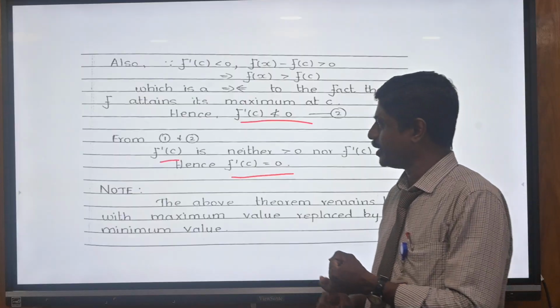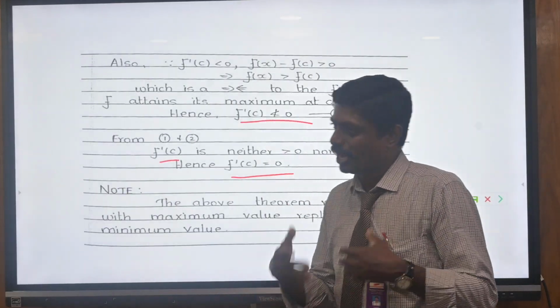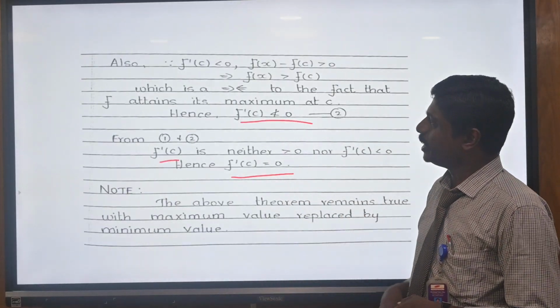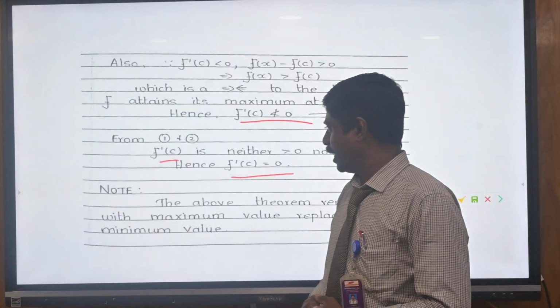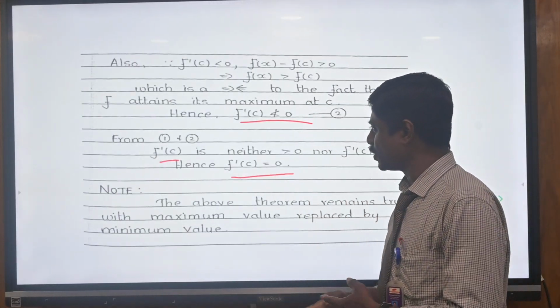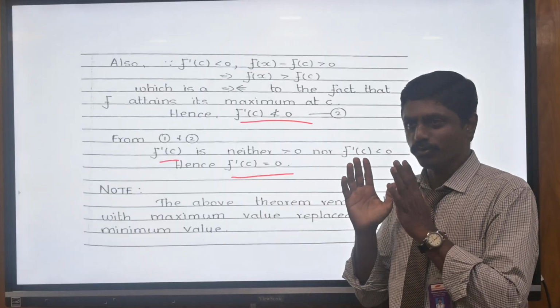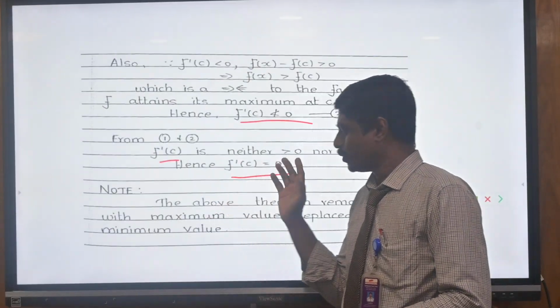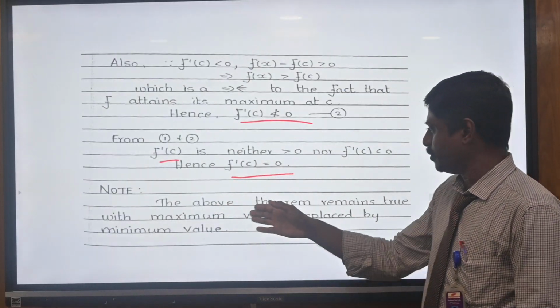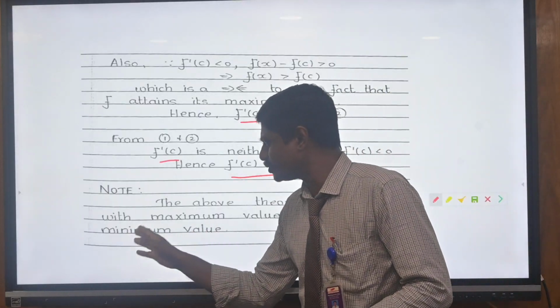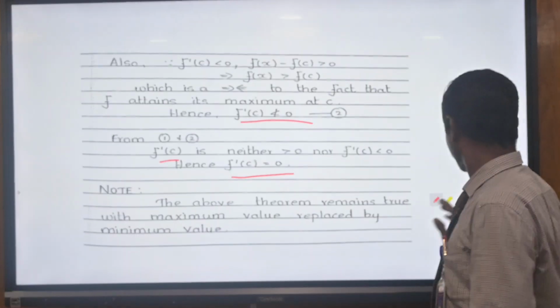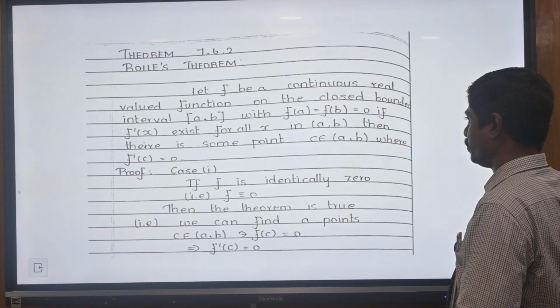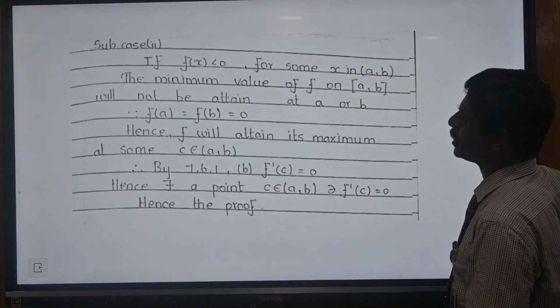So in case 1 we assumed f dash of c greater than 0, and there the contradiction came. In case 2 we put less than 0, and there also the contradiction came. So it cannot be greater than 0 and it cannot be less than 0, so f dash of c should be equal to 0. This is Rolle's theorem. The above theorem remains true with maximum value replaced by minimum; whether maximum or minimum, both are the same. Next theorem, this is also Rolle's theorem.